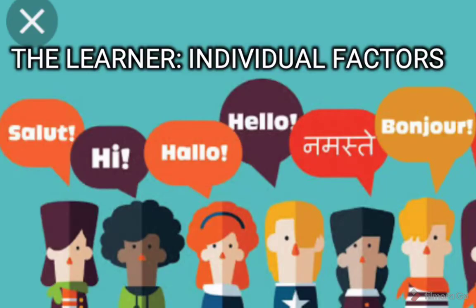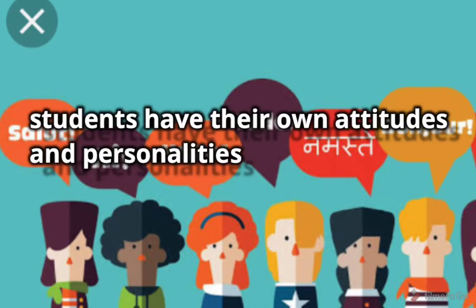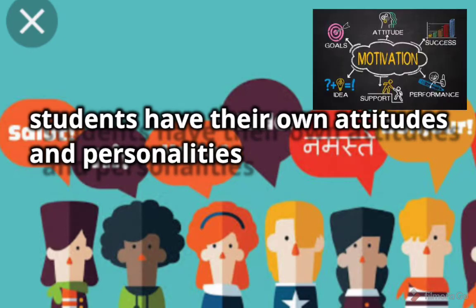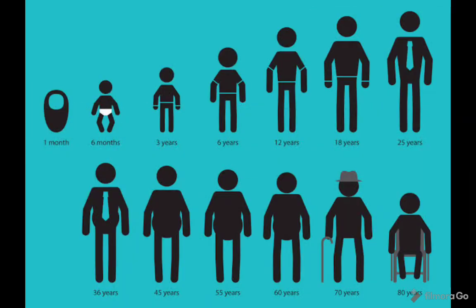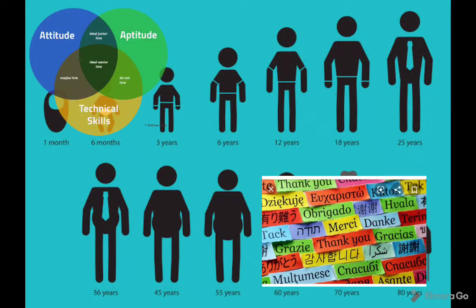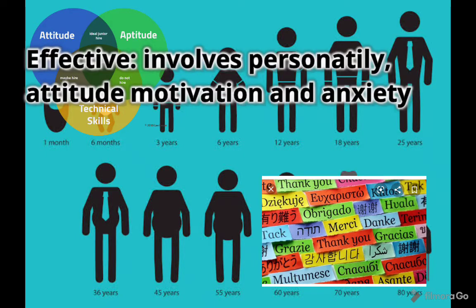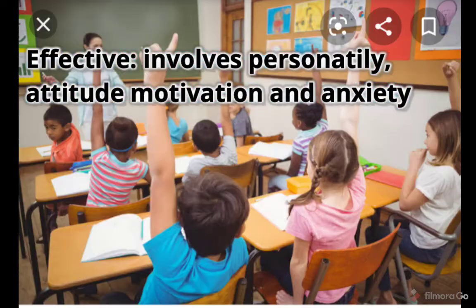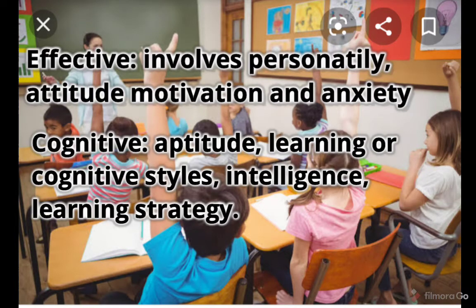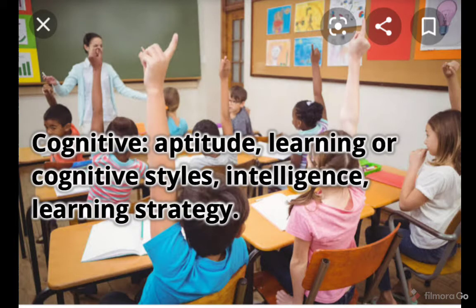The learner individual factors. There are a series of conditions which is shared by all learners. However, we are aware of the fact that the students have their own attitudes and possess their own personalities. Individual learning factors can be grouped as follows. Affective involves personality, attitude, motivation, and anxiety. Cognitive skills include aptitude, learning or cognitive styles, intelligence, learning strategies.